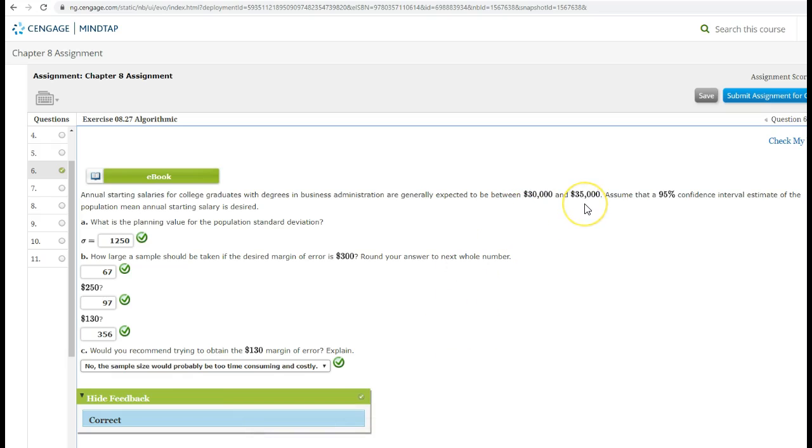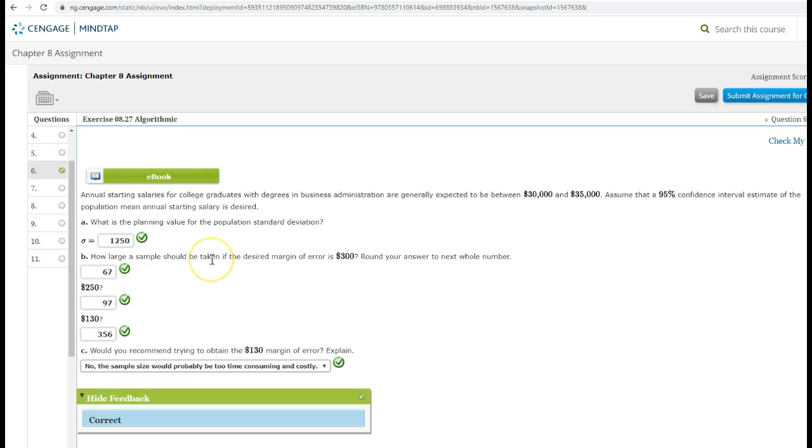And the issue is they didn't give us anything from history. We're not taking a pilot study. And they didn't provide any best guess. So the last option for selecting a planning value for the population standard deviation is to take the range of possible values. In this case, the range is 35,000 minus 30,000, so it's a possible range of $5,000, and divide that range by 4. If you divide $5,000 by 4, that's how you get 1,250.